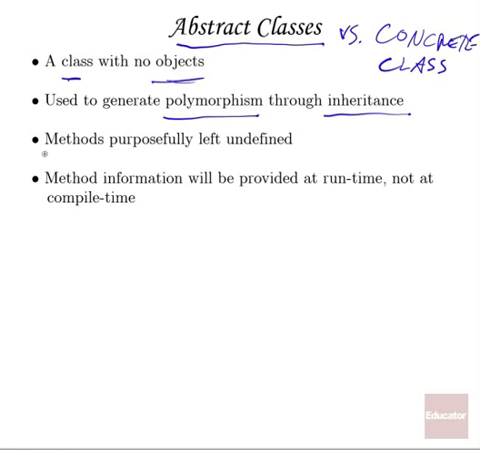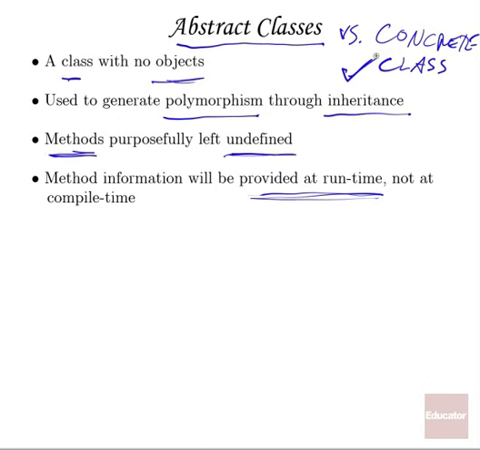So these abstract classes are going to be constructed with methods that are purposefully left undefined. We know that we're going to have a method like, with the animal, a sound, but we don't know what that sound is going to be yet. And these methods are going to have information that's going to be provided at runtime, not at compile time. So with a concrete class, all of those things get defined and set in stone when the program is compiled. Then when you run it, it stays the same.